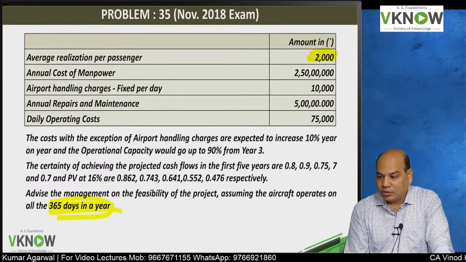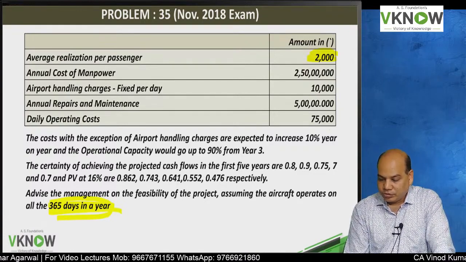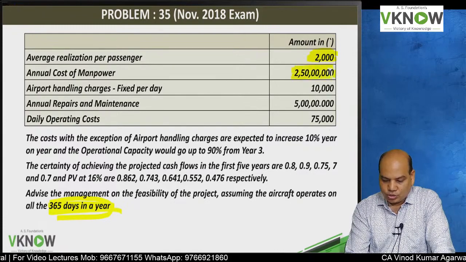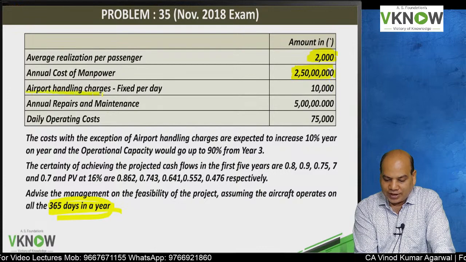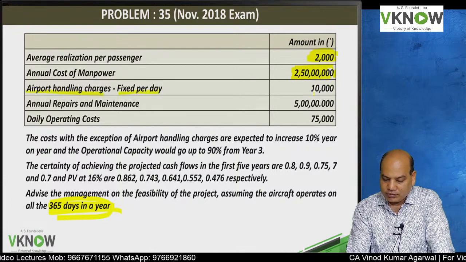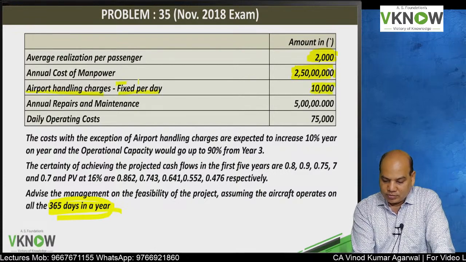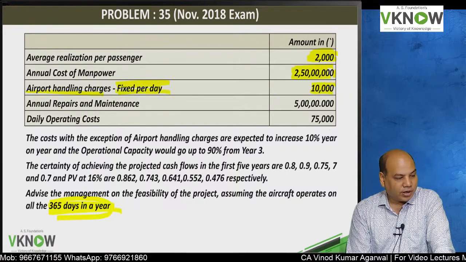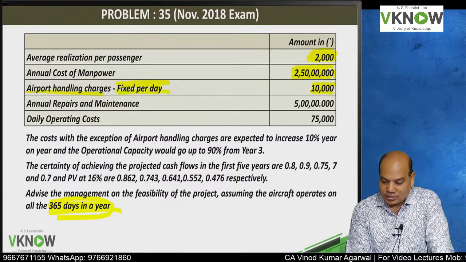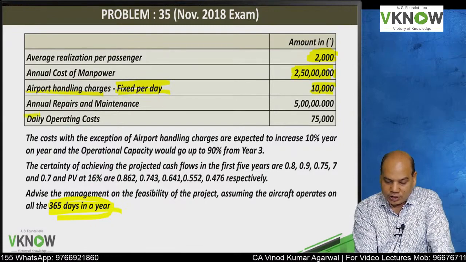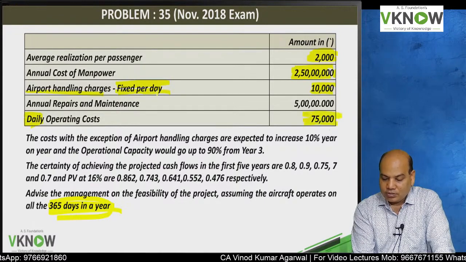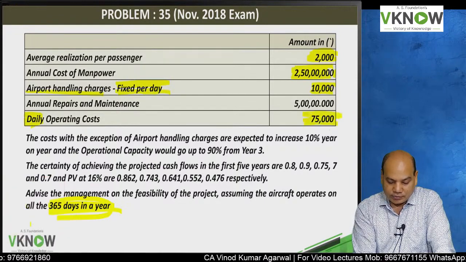Now it says annual cost of manpower. This is your salary, wages, etc. 2 crore 50 lakh. Airport handling charges fixed per day. Per day multiply by 365. 10,000. Annual repairs and maintenance 5 crore. Daily operating cost, daily. If daily is given, per day is given, multiply by 365.